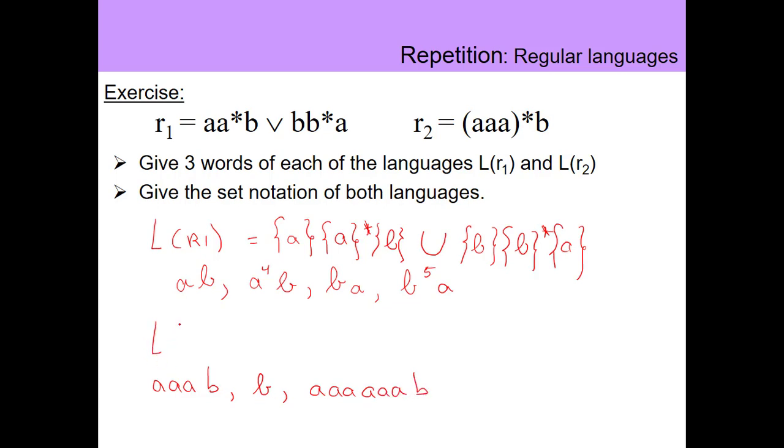So the language generated with R2 would be A's as often as we like, followed with exactly 1 B. So these are the two languages we're looking at.